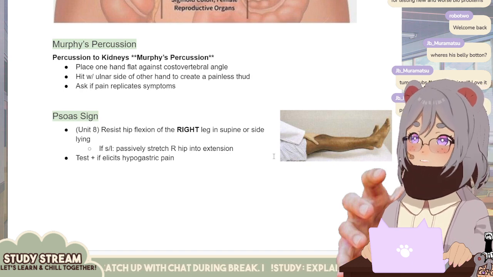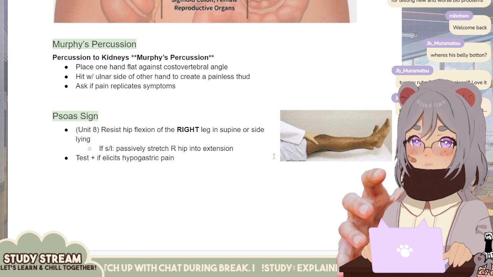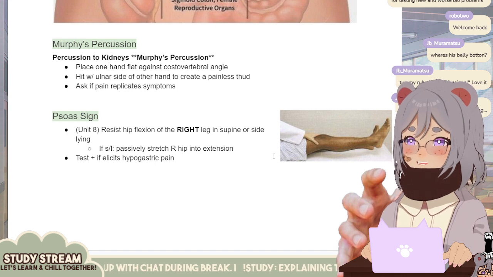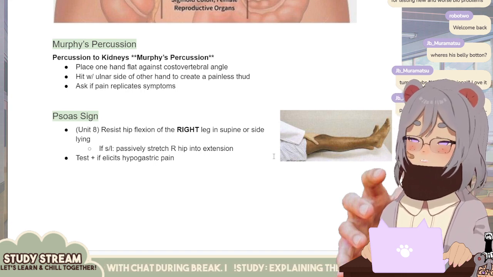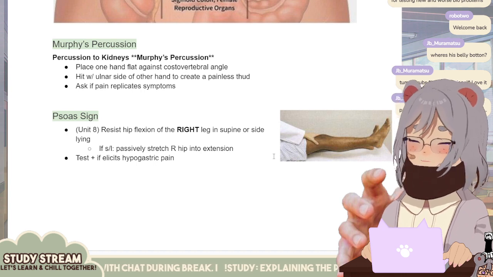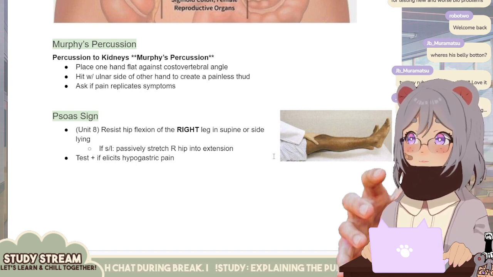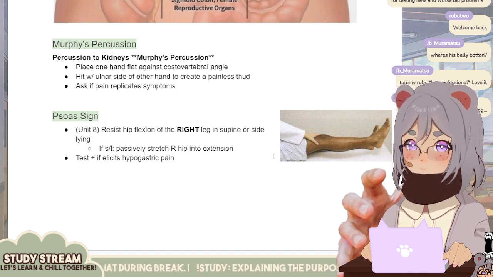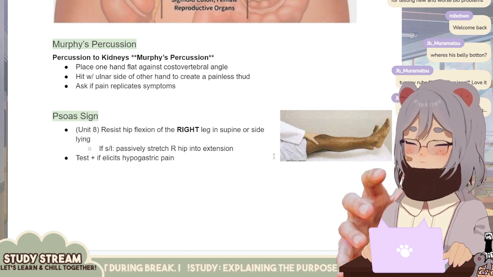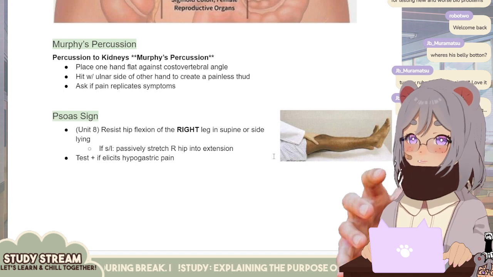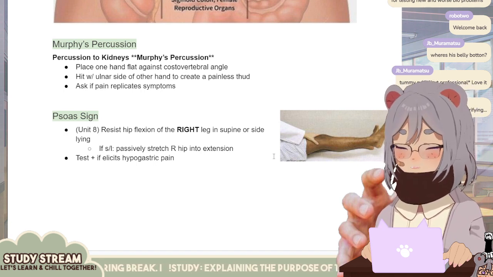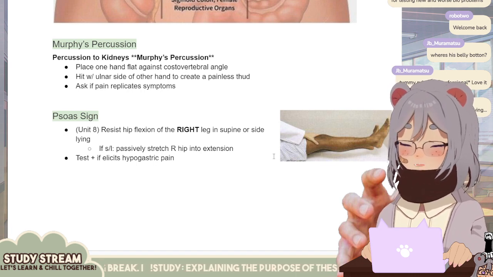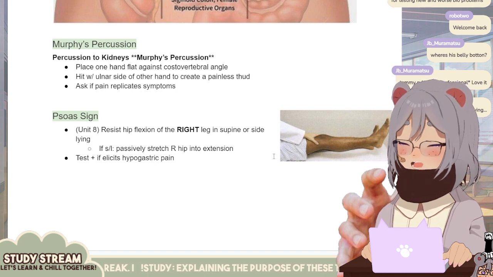Let's talk about Murphy's percussion. There are some really interesting special tests that we can do together, okay, Cubs? So Murphy's percussion, this is a silly test. You'll go behind the patient, and you know how people are like, oh yeah, grab at the waist. No. What you want to grab is underneath the ribs, at the costovertebral angle. Once you feel under the ribs, that's the approximate area where your kidneys are. So you're going to place your hand flat onto their back, right underneath their ribs, and then with the other hand, with the pinky side, you're going to make a fist and tap them in the back.